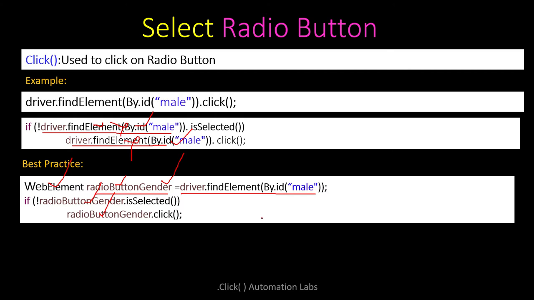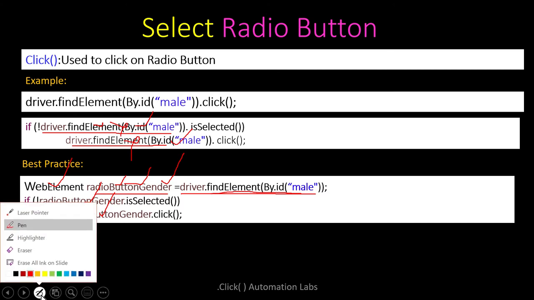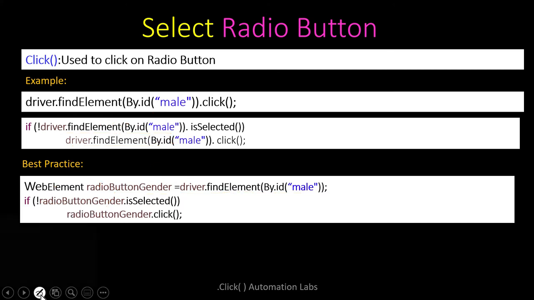If somewhere again I wanted to use it, I don't need to use driver dot find element. Simply I can use radio button gender for that particular page. If there is a page change, again you need to use driver dot find element because the session is already gone, right? So this is one of the best practices you can follow for this particular example.